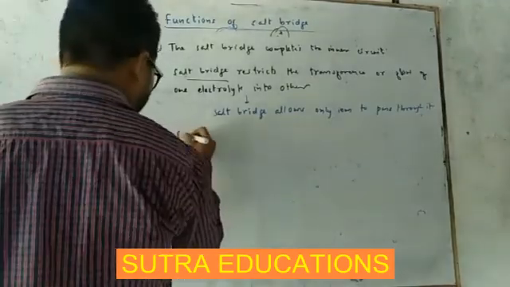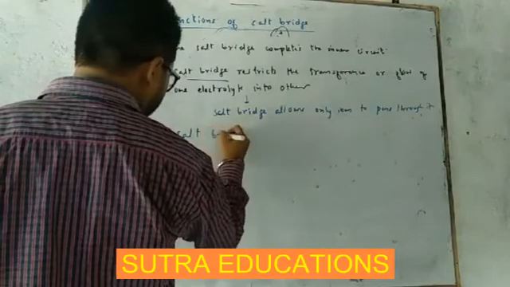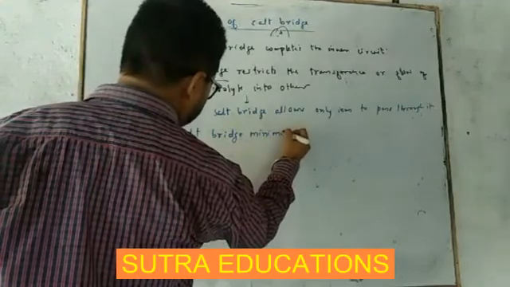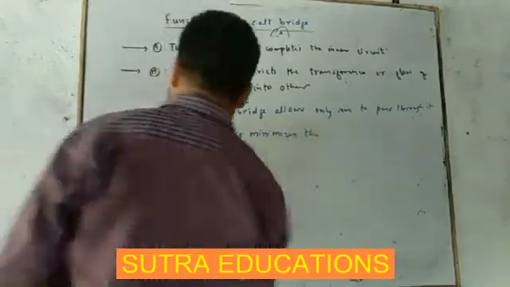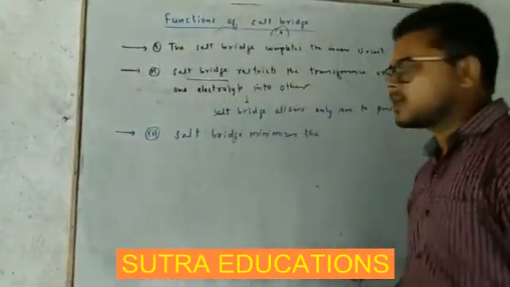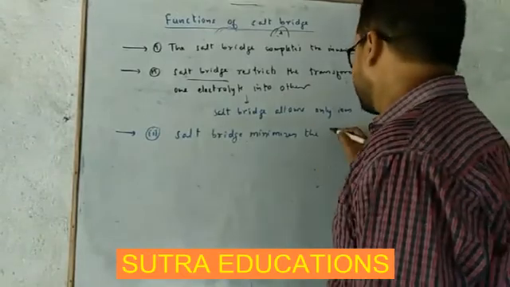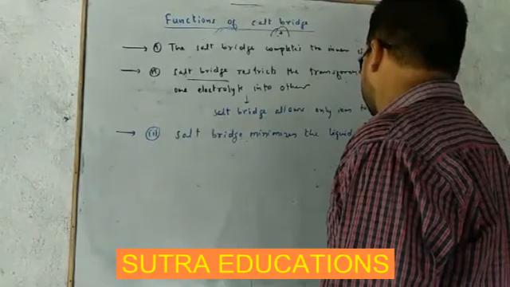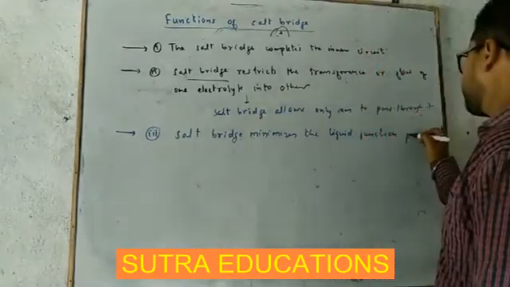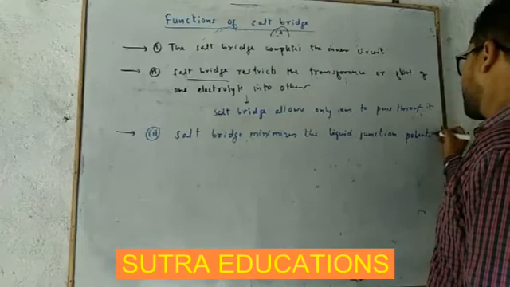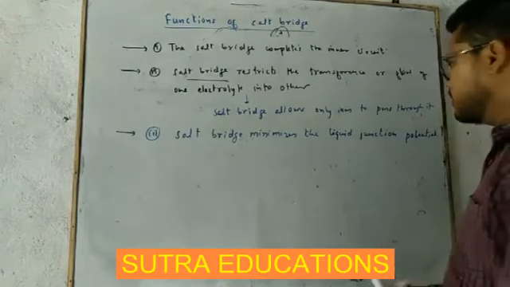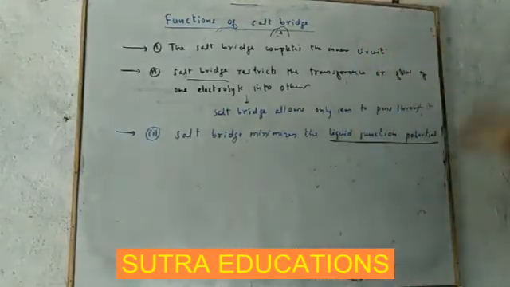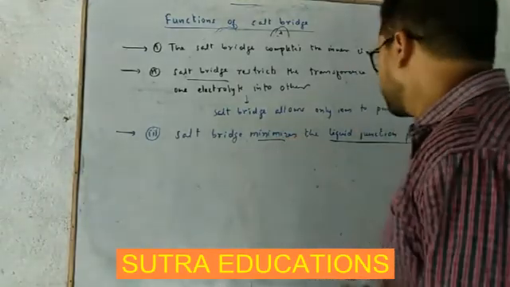Salt bridge minimizes the liquid junction potential. What is this? Liquid junction potential. Very new term, na? Okay. So, salt bridge minimizes liquid junction potential.